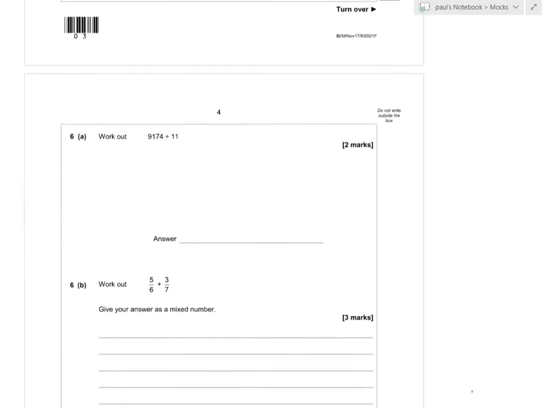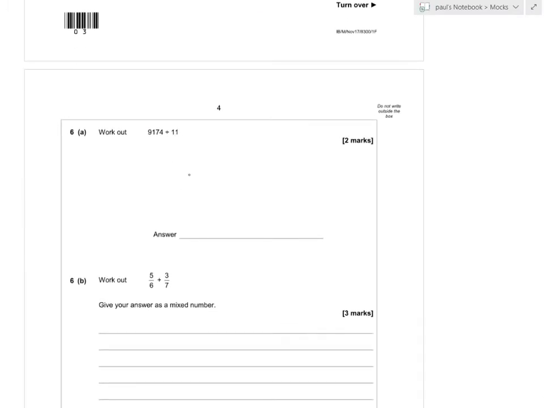Work out 9174 divided by 11. Don't like this one. Well, 8 11s are 88, so that's 8 with 3 left over, and 3 11s are 33 with 4 left over, and 4 11s. So 8, 3, 4.